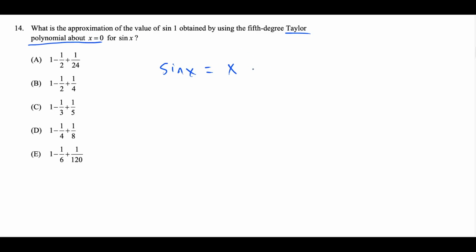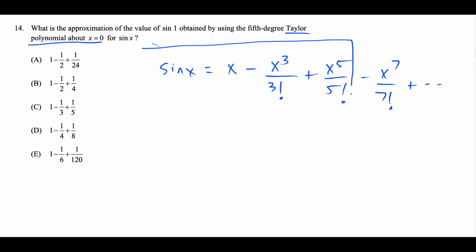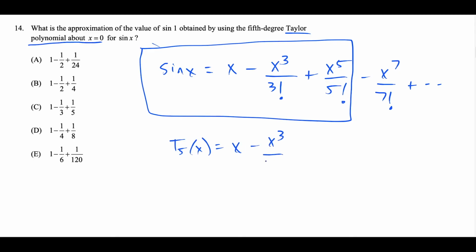So we have sine x equals x minus x to the 3rd over 3 factorial plus x to the 5th over 5 factorial. And it would be minus x to the 7 over 7 factorial. And that's the pattern. It's all the odd powers of x. But if we're using a 5th degree Taylor polynomial, that means we're stopping it here. We're only using this part. So if we had to name it, let's say t5 of x, this is just going to be equal to x minus x to the 3rd over 3 factorial plus x to the 5th over 5 factorial.